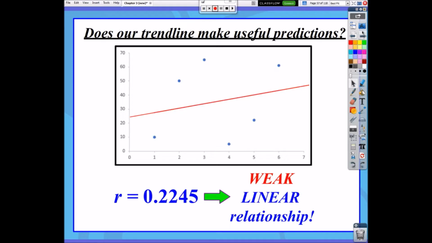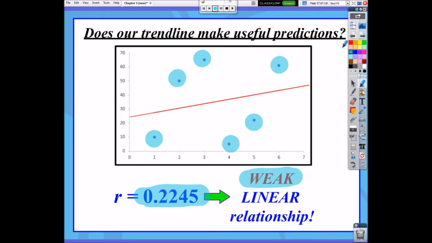Now, if we looked at a counterexample here, if I had a really weak linear relationship, so here's an example where the correlation is just 0.2245. And look, here's my 6 data points in this particular small data set. Here is the LSRL, the line of best fit. And you're going to notice here that I've got 3 points that are above and 3 points that are below. And man, this prediction line really isn't too terribly close to any of these points.